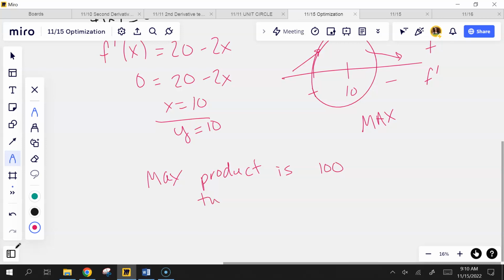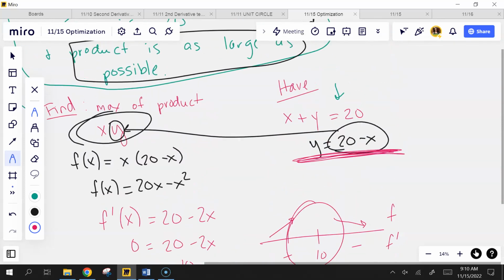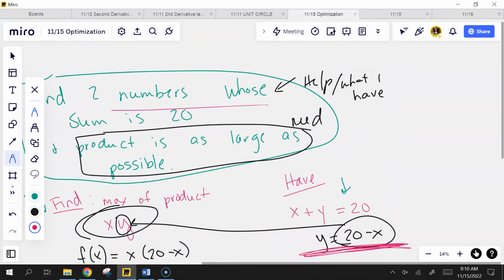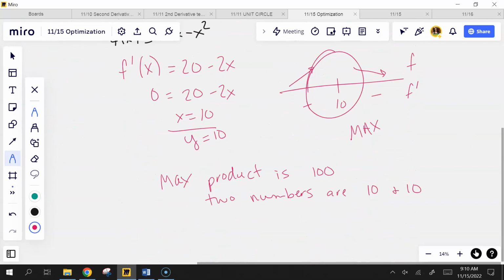The two numbers. Because if you look back, they told you in the beginning the sum of the numbers is 20. So the two numbers have to add to 20. So if x is 10, y has to be 10.